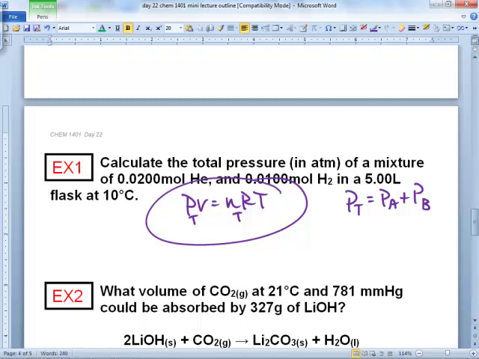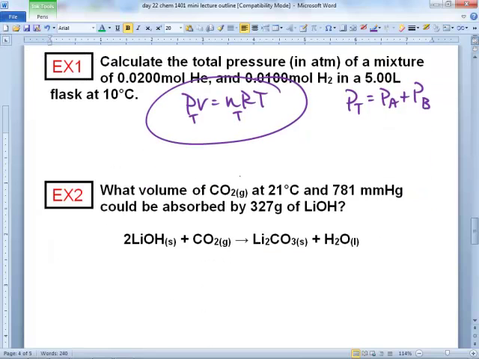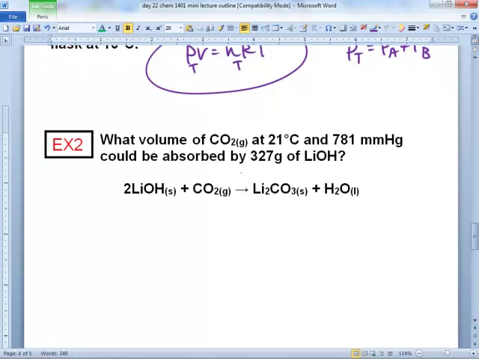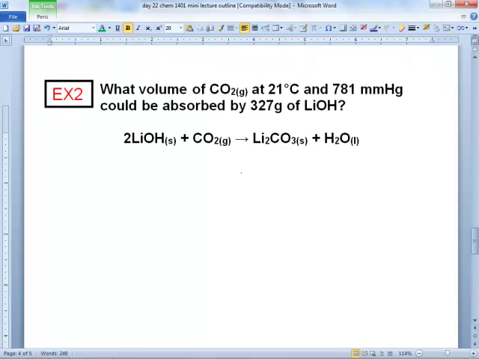Let's see if we can set up the next one. I'm just trying to set them up because I want to get to that really hard question with collecting a gas over water. What volume of carbon dioxide gas at 21 degrees Celsius and 781 millimeters of mercury could be absorbed by 327 grams of lithium hydroxide? Stephanie, where is this question even coming from?